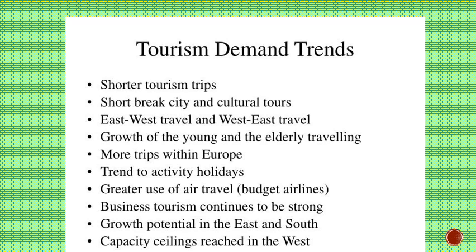Business tourism was increasing because of the infrastructure growth potential in the east and south. Capacity ceiling reached in the West. So capacity ceiling means they have large halls which can accommodate more than 20,000 people, or you can take the football league, or where they conduct the Euro League and all those things, where there are major capacity stadiums.